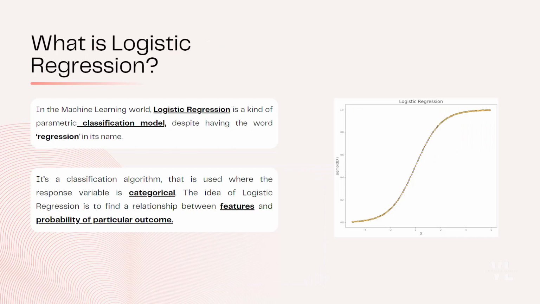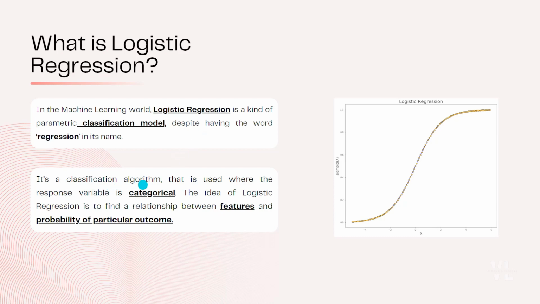First, let's start by defining the meaning of logistic regression. In the machine learning world, logistic regression is a kind of parametric classification model. Despite having the word regression in its name, many people make the mistake of considering logistic regression as a model that is used to solve regression problems, because the name has the word regression in it, so they automatically assume it could be used to solve regression problems. But it's actually a classification model.